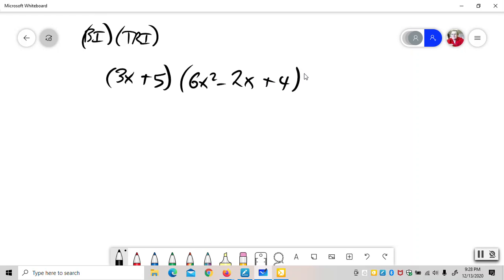Now, there's two ways to do this. You can't do FOIL because there is no discrete outside or inside, because they have different numbers of terms inside them. One way would be double distributive, which works like this. I say my first term, distribute it with everything.